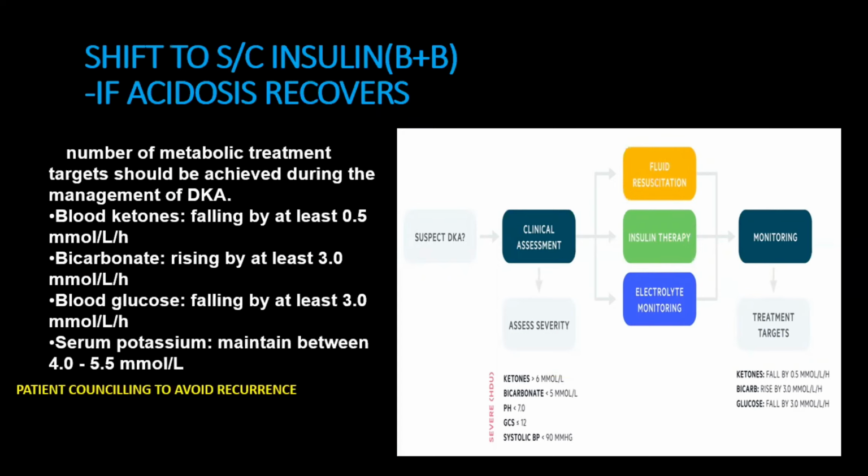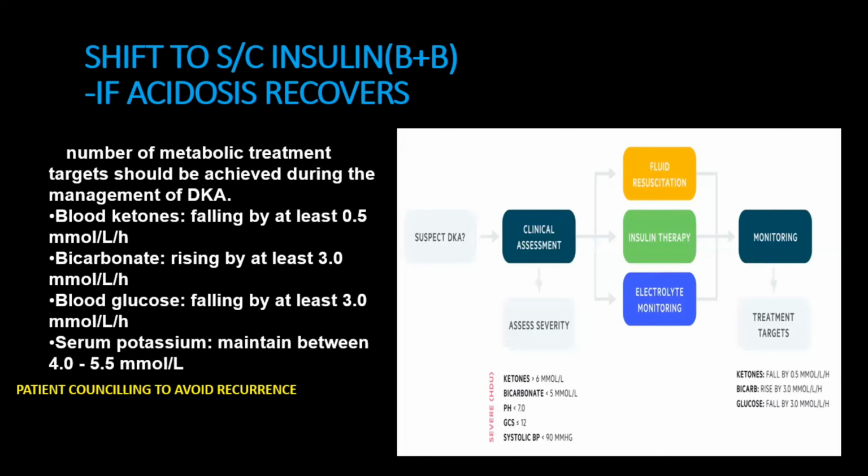What are the metabolic targets in DKA? Blood ketones falling by at least 0.5 millimole per liter per hour, bicarbonate rising by at least 3 millimole per liter per hour, blood glucose falling by at least 3 millimole per liter per hour, and serum potassium maintained between 4 to 5 millimole per liter. And counsel the patient to avoid recurrences.